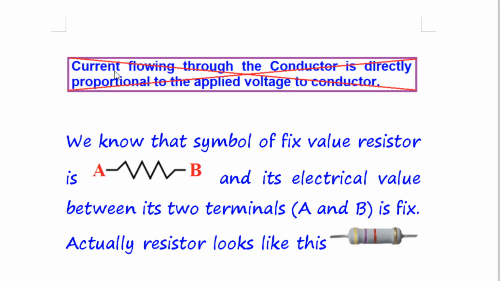Normally we simply say the current flowing through the conductor is directly proportional to the applied voltage to the conductor, but it is not a correct statement. Why? Because first of all, we have to consider whether the physical state of the conductor remains the same, as long as which the law is applicable. So if you simply write that the current is directly proportional to the applied voltage, then it is wrong because you have not mentioned whether the physical state of the conductor is remaining the same or not.